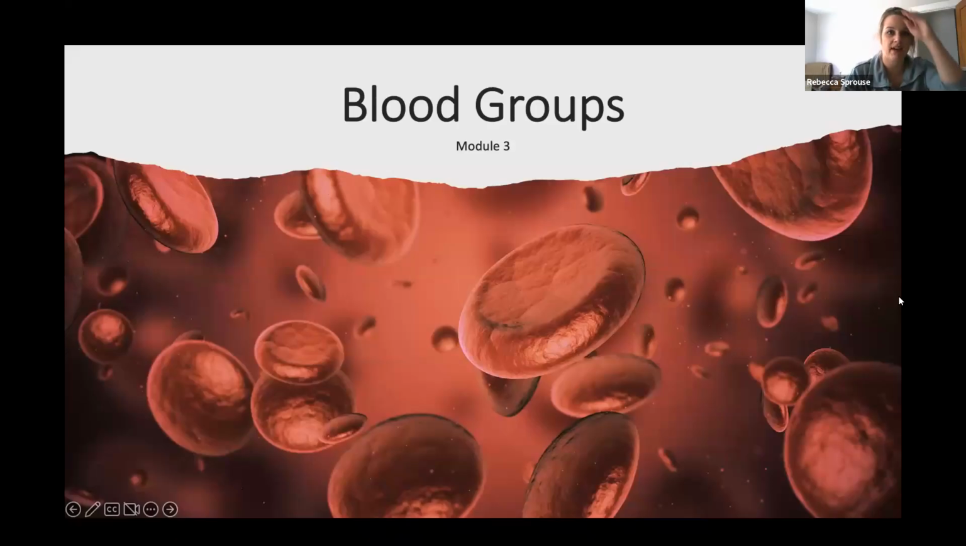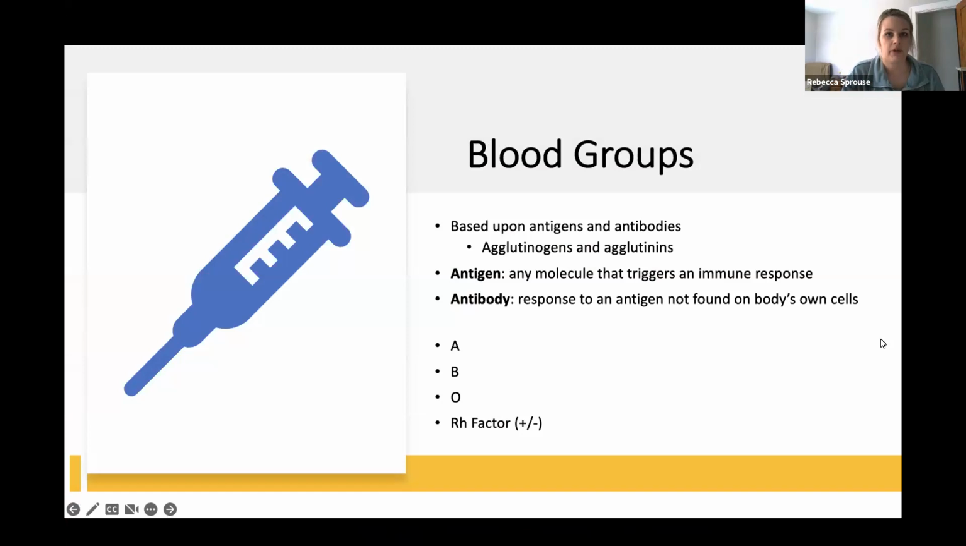Alright, welcome back. This is kind of a fun little lesson, one of my favorite things to teach. I'm going to tell you about blood groups and how your blood type is determined, as well as how different transfusions can occur. So when we talk about blood groups, we are talking about antigens and antibodies.